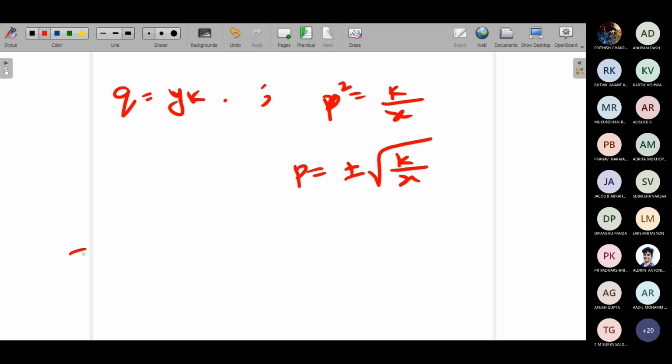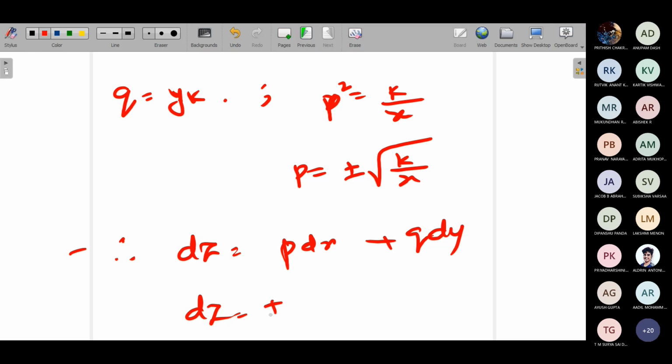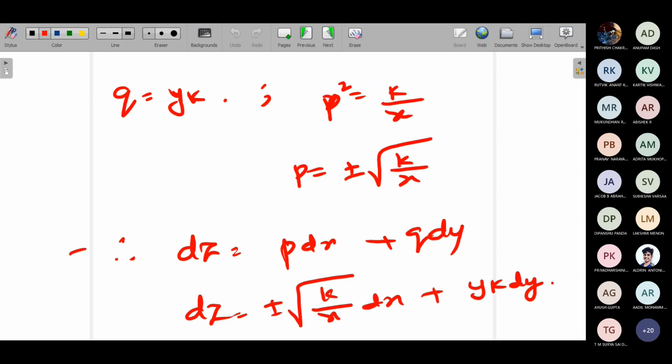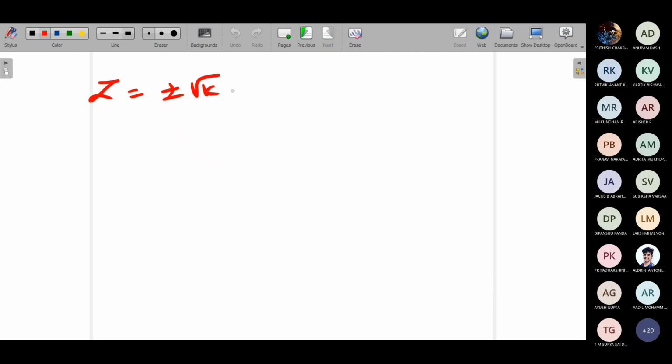Therefore dz is equal to p dx plus q dy. So dz will be equal to plus or minus square root of k by x into dx plus q, where q is yk, into dy. Now integrate this. You'll get z is equal to plus or minus root k, and for root x, x power minus 1 by 2 integrates to x power 1 by 2 divided by 1 by 2.